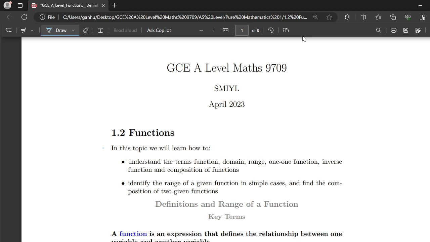The syllabus points that we'll focus on are: you should understand the terms function, domain, range, one-to-one function, inverse function, and composition of functions. Identify the range of a given function in simple cases and find the composition of two given functions.